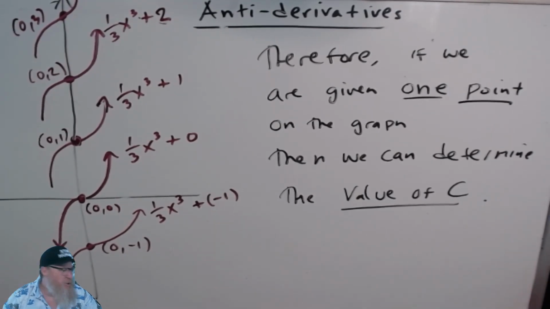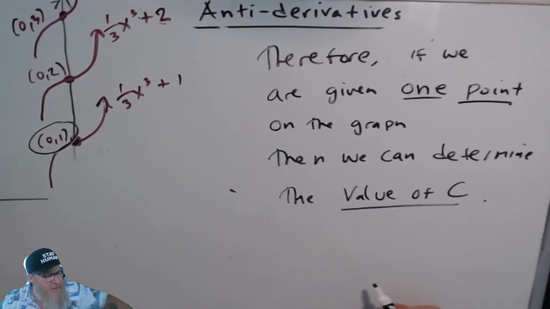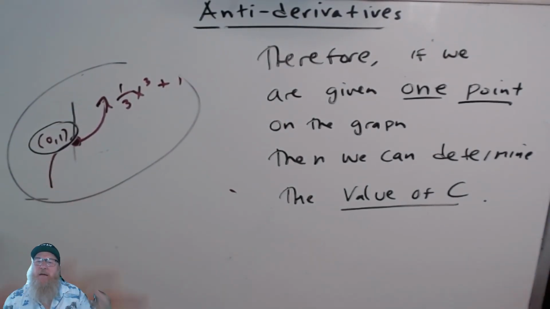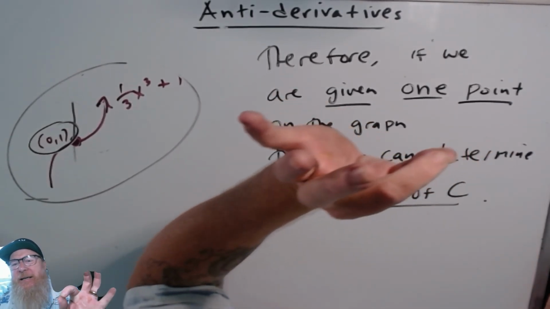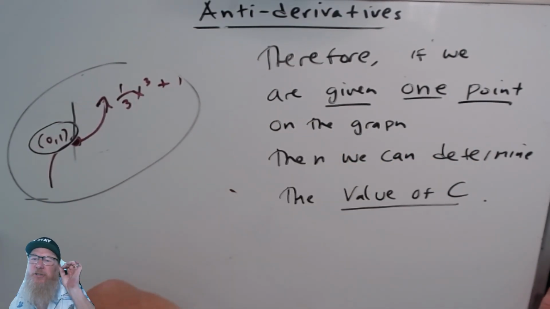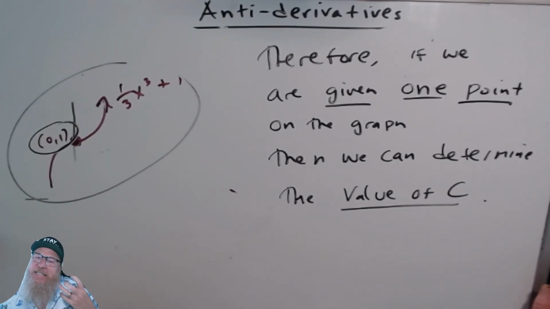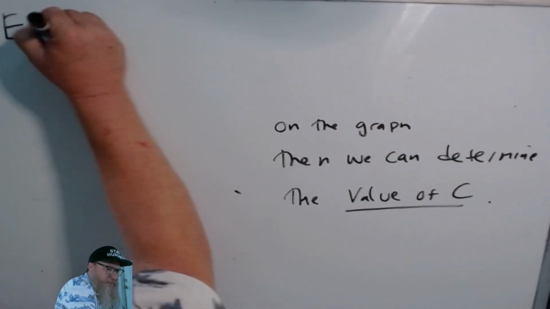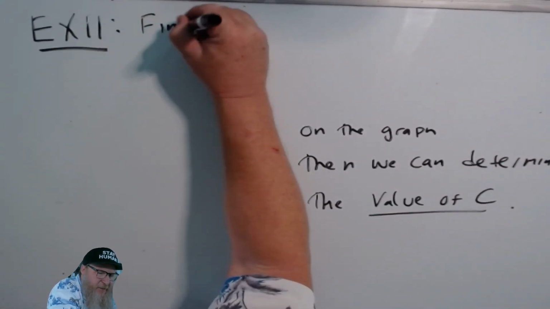Right? So if I gave you this point, 0, 1, then I would erase all of these. And I would say that is the particular member of the family that I'm looking for. Right? But we have to be given 1 point on the graph, and then we can hone in on exactly which member of the family we're looking for. So this is a specific antiderivative. Finding the specific antiderivative.